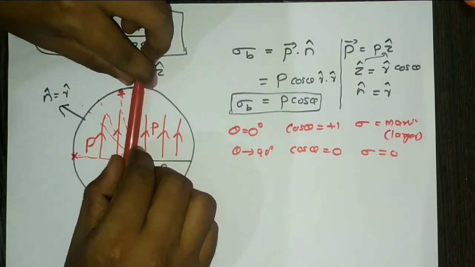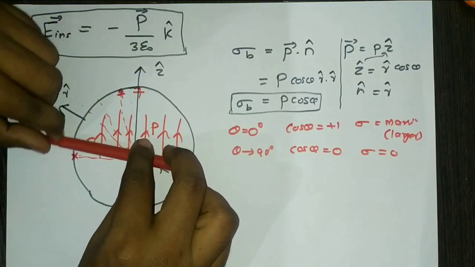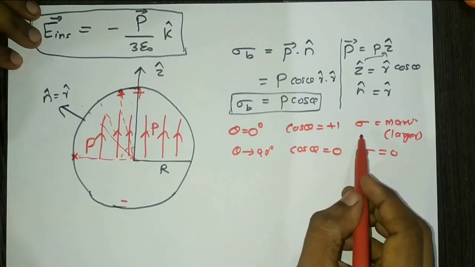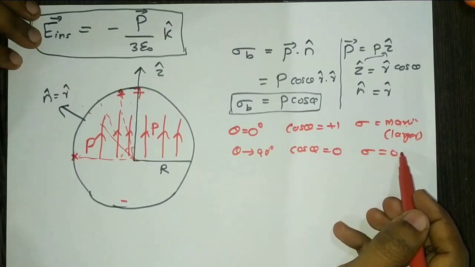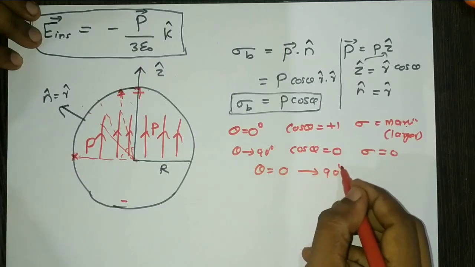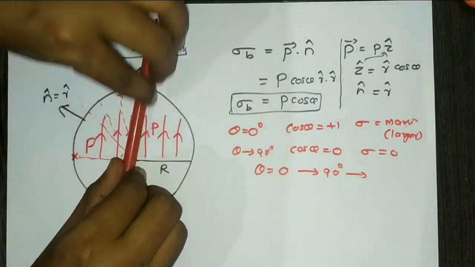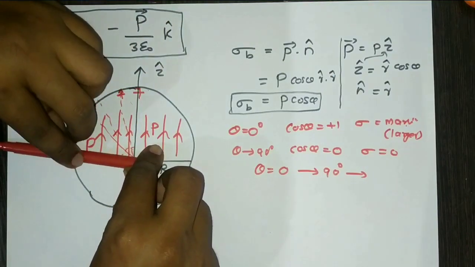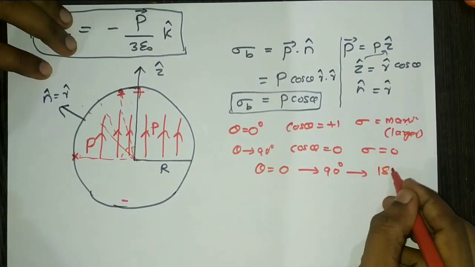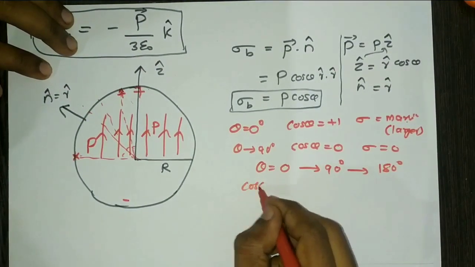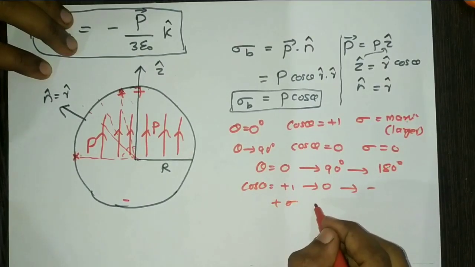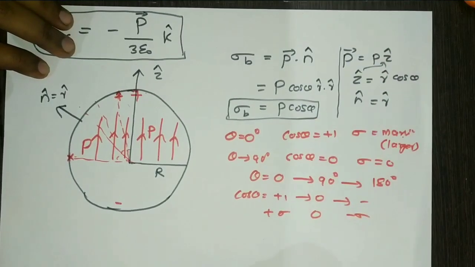Which means as we go from theta equal to 0 position to theta equal to 90 degree position, the value of sigma will decrease from maximum to 0. That is from theta equal to 0 to 90 degree, then 0, 10 degree, 20 degree, 45 degree, 90 degree, then 180 degree. The cos theta value starts from plus 1 to 0 to minus 1. Accordingly, plus sigma, 0, minus sigma will be there.